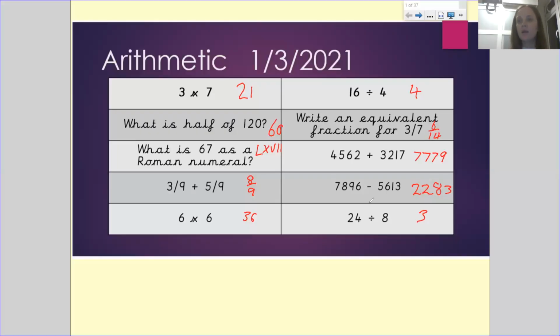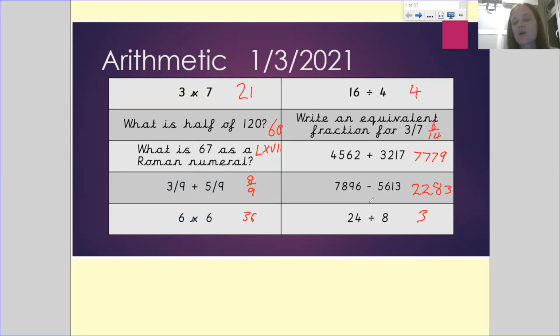Right, so if we unpause our video, here are the answers that you will need for your arithmetic. 3 times 7 is 21. What is half of 120? It's 60. What is 67 as a Roman numeral? LXVII. What is 3 ninths plus 5 ninths? You would add your numerators, so 3 plus 5 is 8. So your answer is 8 over 9. 6 times 6 is 36. 16 divided by 4 is 4. An equivalent fraction to 3 over 7 is 6 over 14.